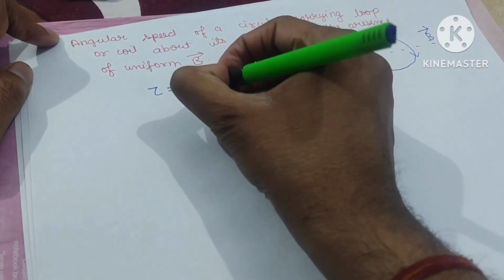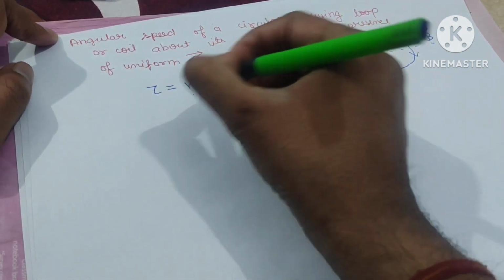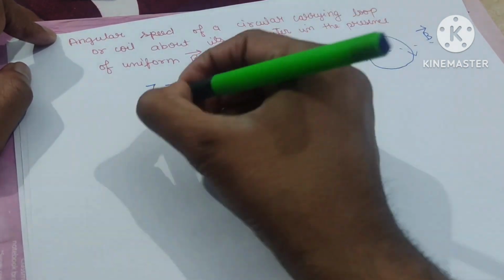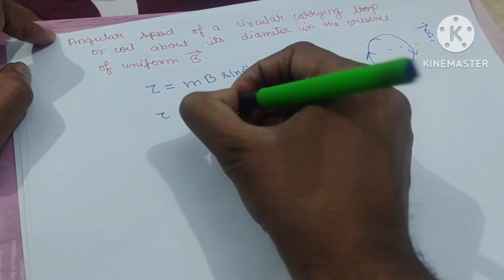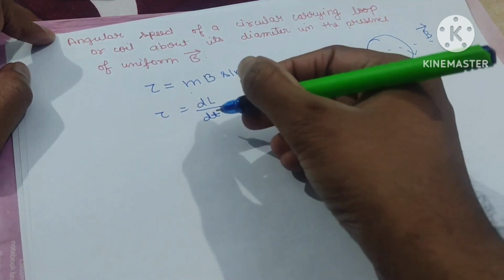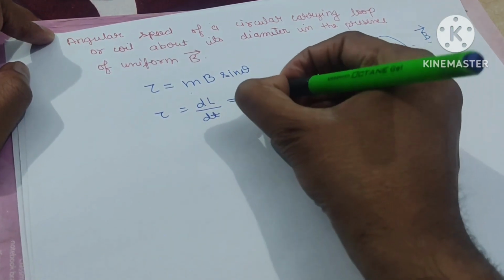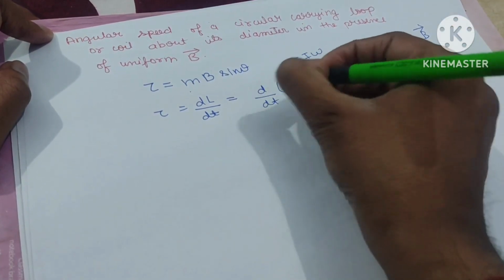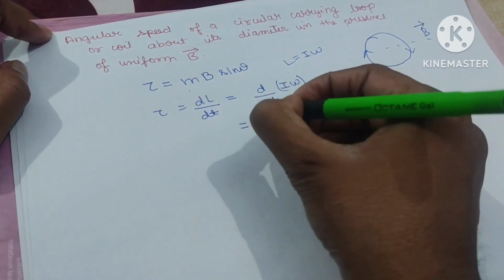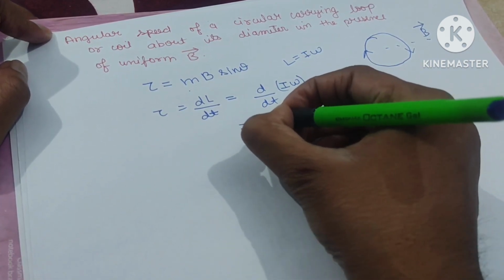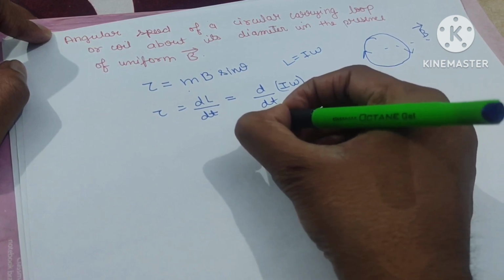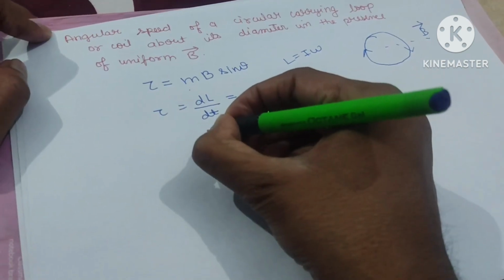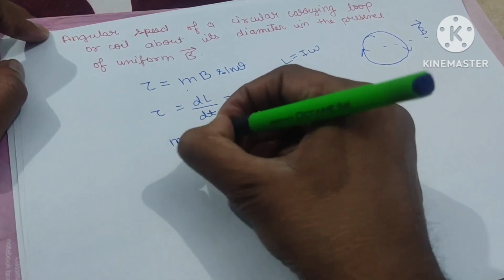Tau is magnetic moment into magnetic field into sine theta. And we know that tau is equal to dL by dt, the differentiation of angular momentum with respect to time. We know L is equal to I omega, so we write I omega here, and when you differentiate it, it will become I d omega by dt, and tau will be mB sine theta.